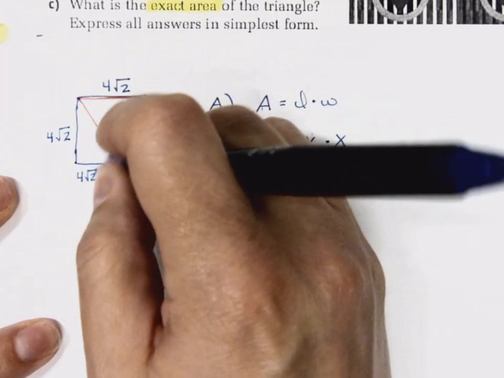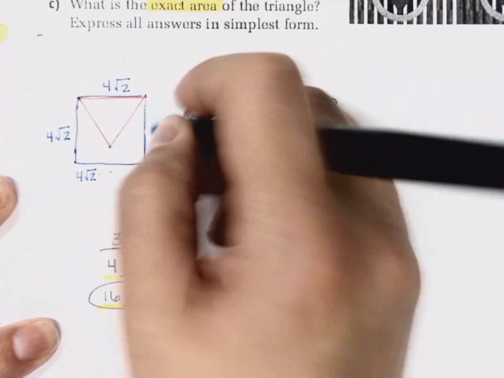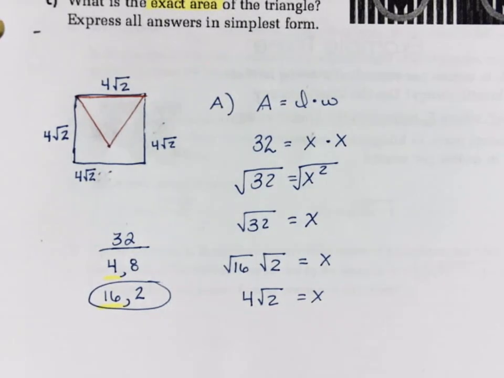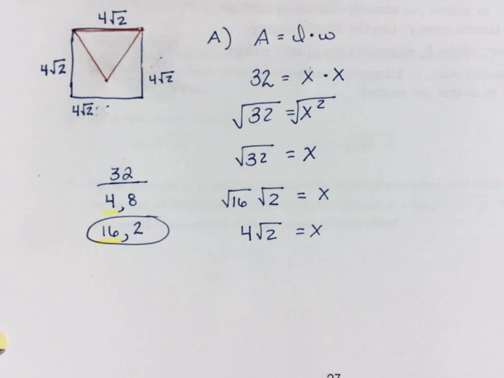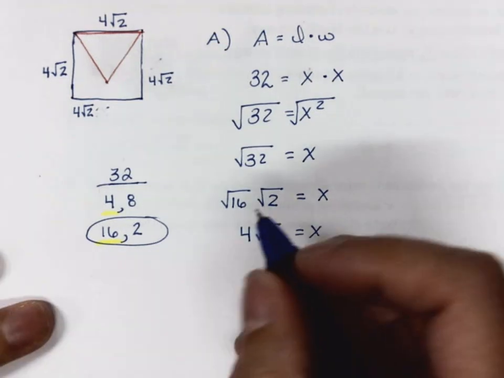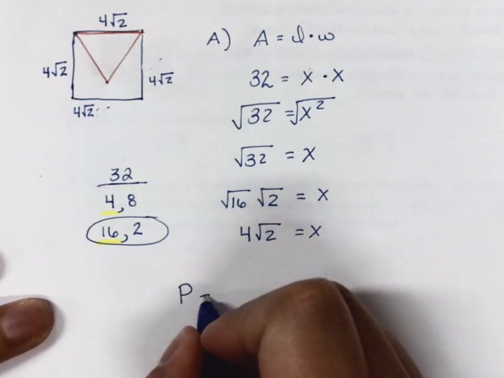I guess I should get rid of the x's because we know what they are now. Okay, so now we can answer this question. What's the perimeter? What's the exact perimeter of this square? 4. Yeah, how many of those do we have? So 4 times root 2.